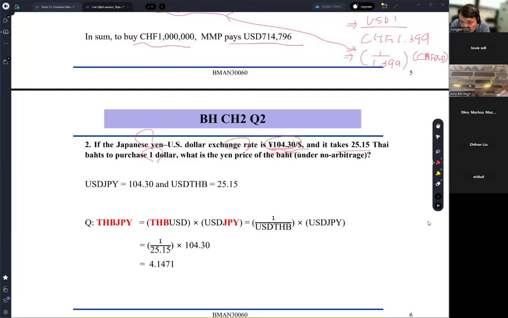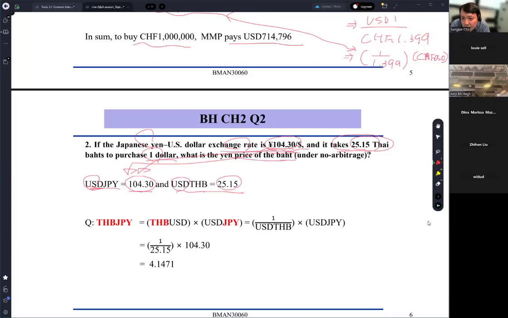So the first one, we use the symbol. Dollar is in the denominator, so it's the first three letters. This one just means USD JPY is equal to 104.30. And what about this one? We need to pay this amount of Thai baht to get $1. That means just this one. For $1, you need to pay this one. For $1, you need to pay this amount of yen. That's our usual interpretation. Now, what you need to compute is the yen price of the baht.